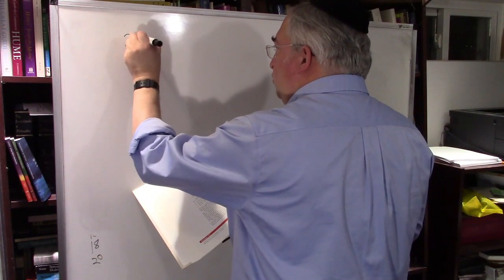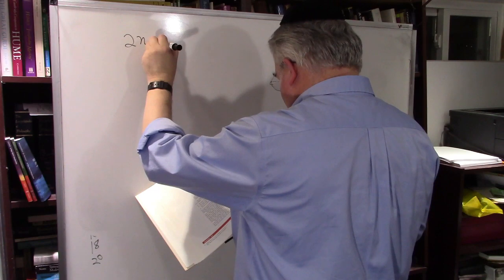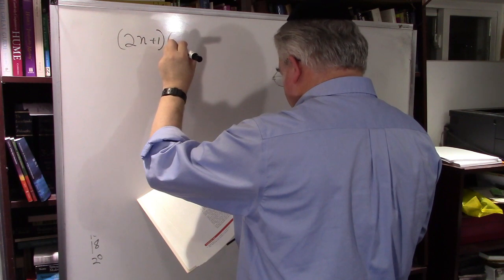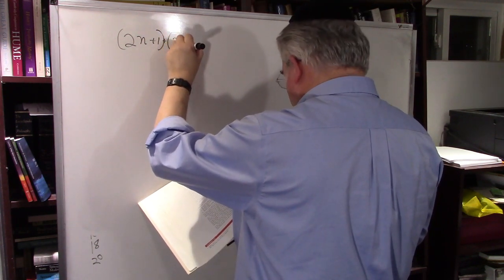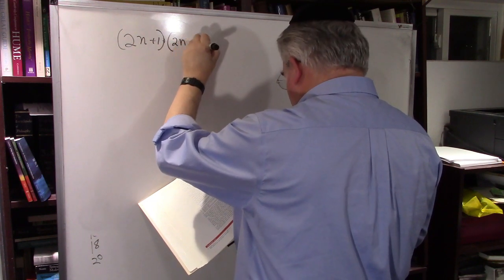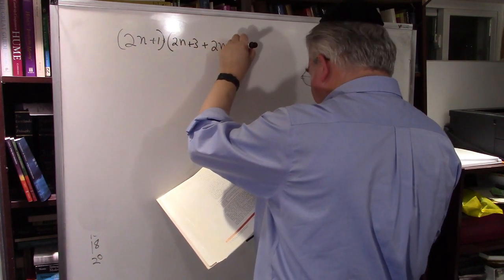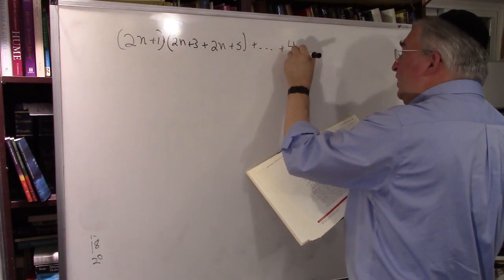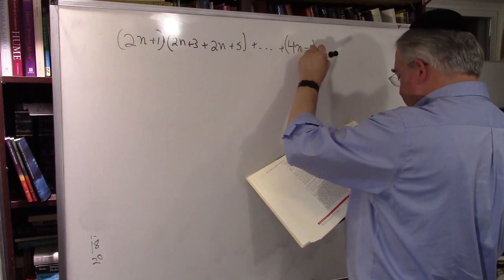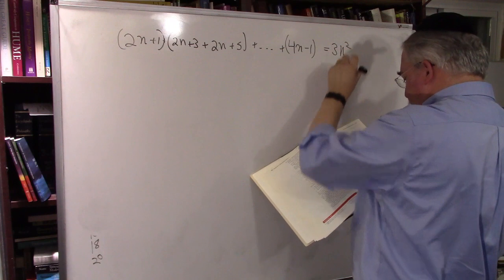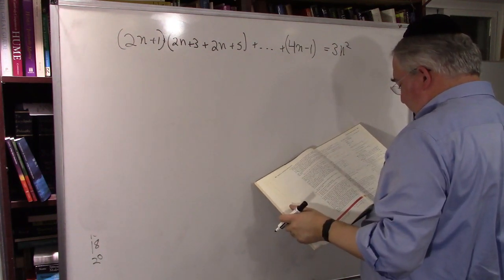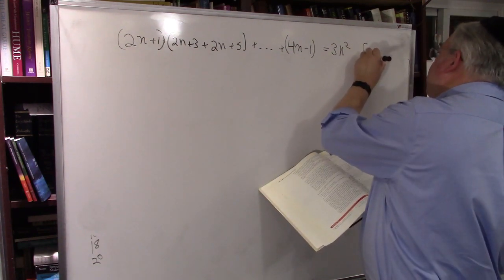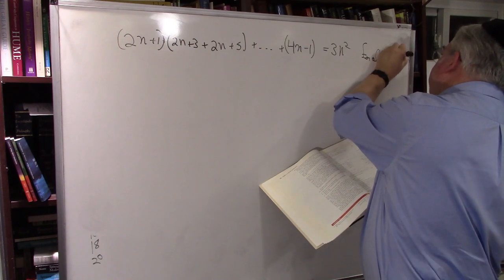Okay, 2n plus 1, plus 2n plus 3, plus 2n plus 5, plus 4n minus 1, equals 3n squared, for all n in P, positive numbers.